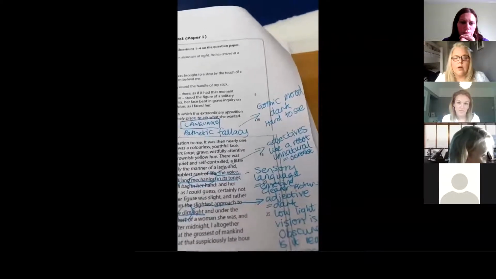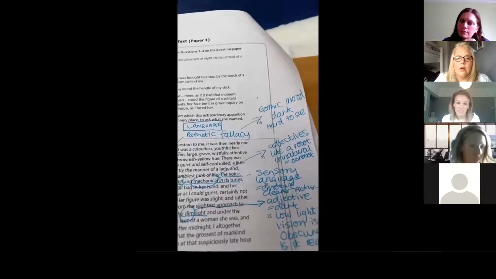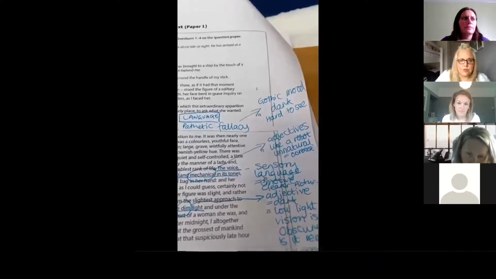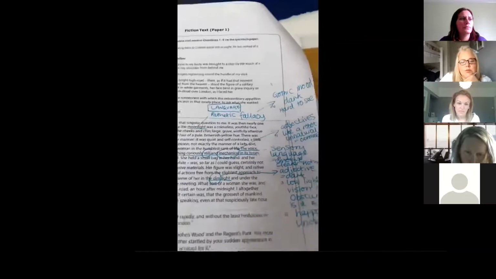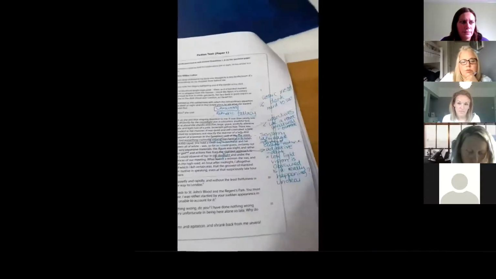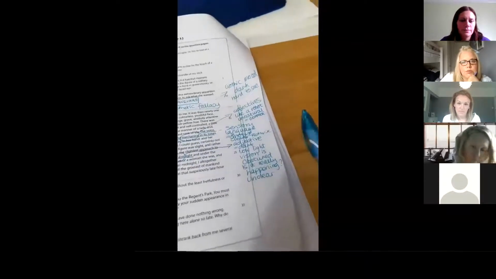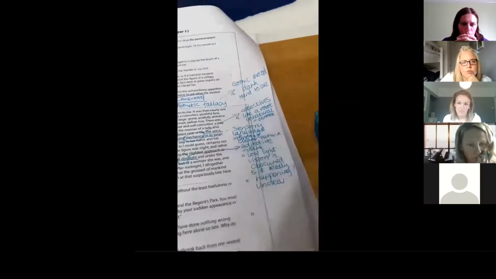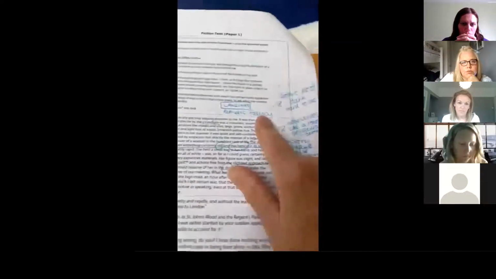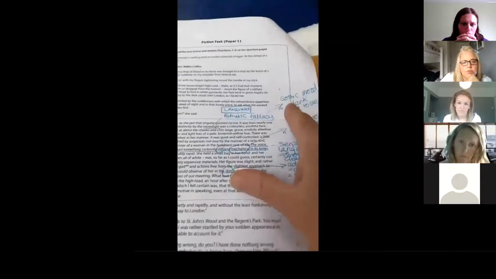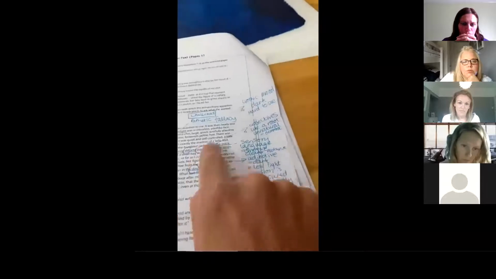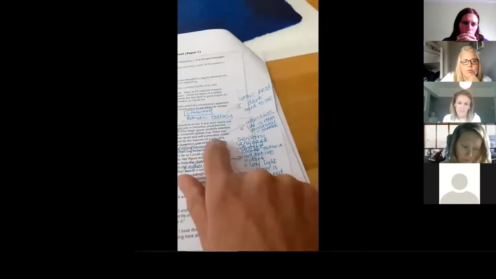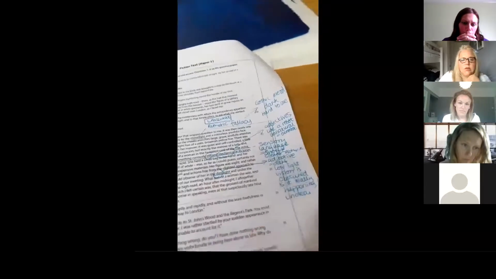She seems lacking in emotion. Okay, so we've got 2 points there about language, haven't we? You wouldn't need them both, so you can choose which one you think you've got more to say about. You could either write a point about the pathetic fallacy that the writer uses and how that makes it gothic, or you could start a point about the sensory language, and then you could talk about those adjectives.